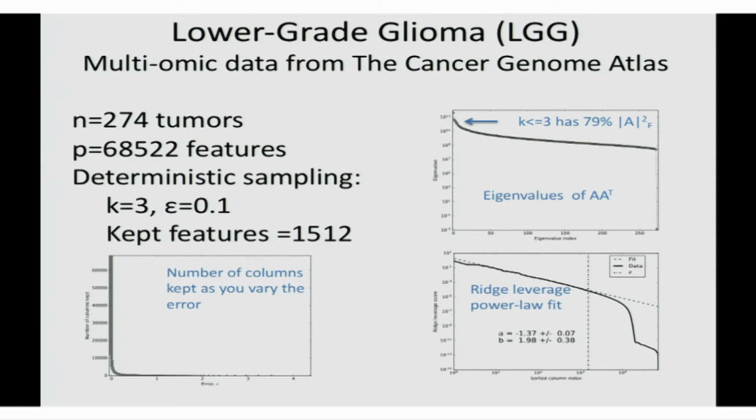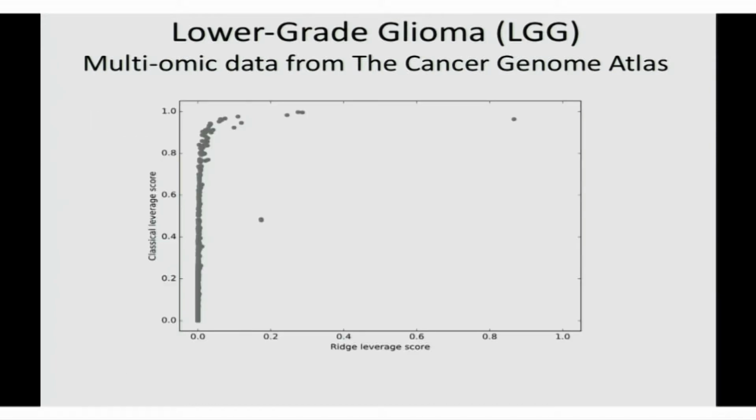And if you're interested in the shrinkage properties, this is a plot of your ridge leverage scores compared to your classical leverage scores calculated for the same data matrix. And you can see that many of your classical leverage scores get shrunk quite close to 0.